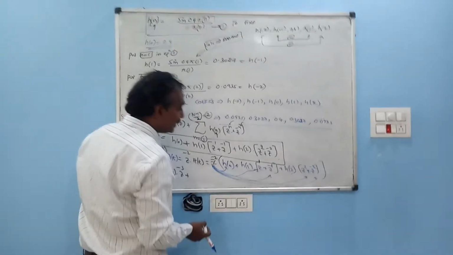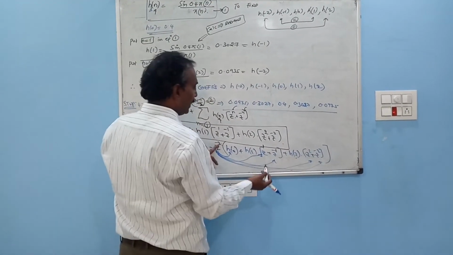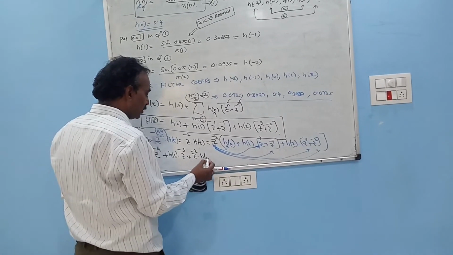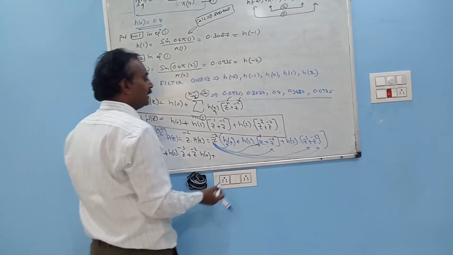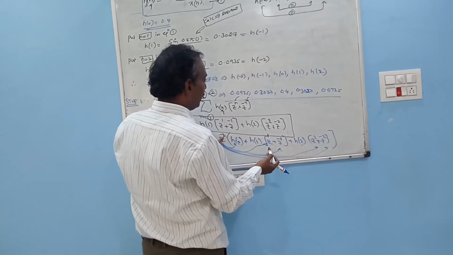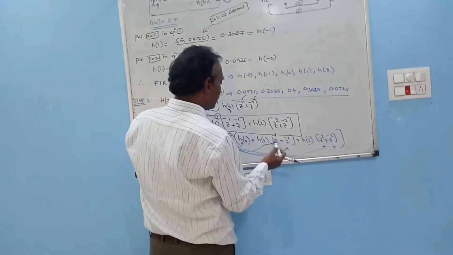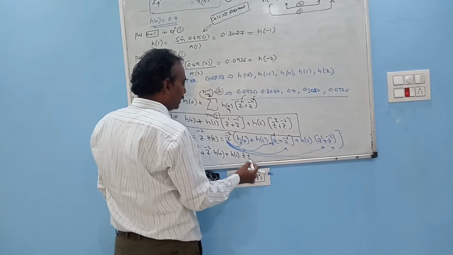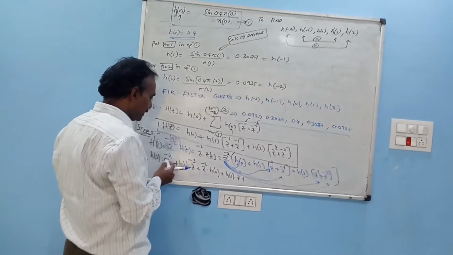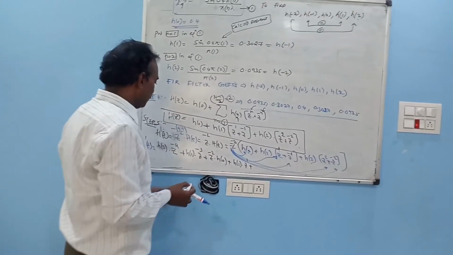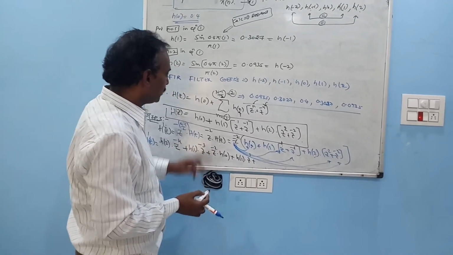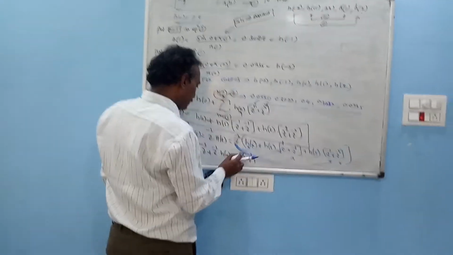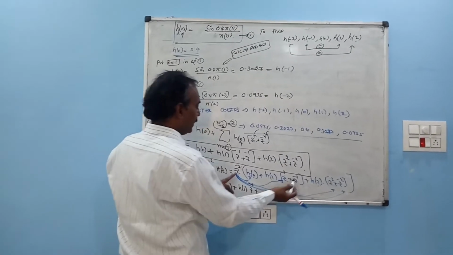Now where is the z power minus 2 term? This is directly the z power minus 2 first term into h of 0, right? Next, where is the z power 1 term? Minus 2 plus 1 is, this is h of 1 into z power 1. Now next, minus 3, minus 4, minus 3, minus 2, minus 1 we missed here. Minus 1, where is minus 1? It is h of 1.